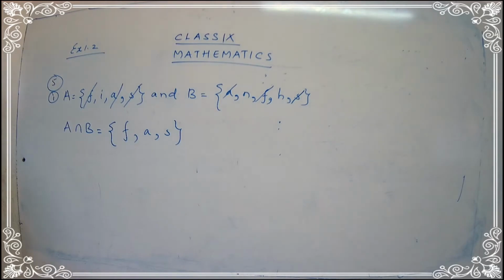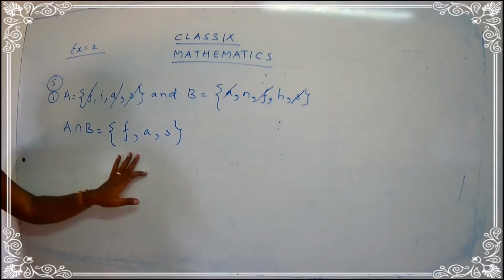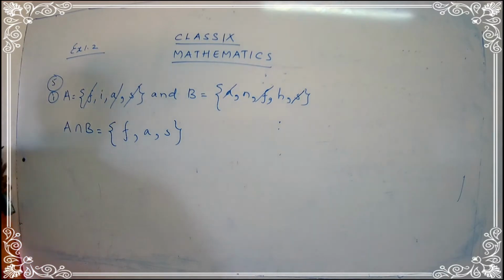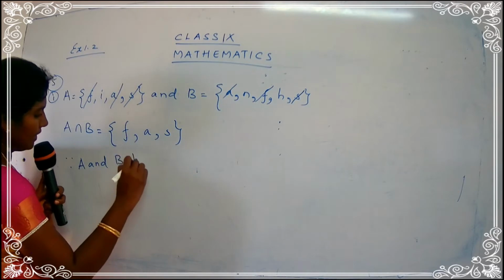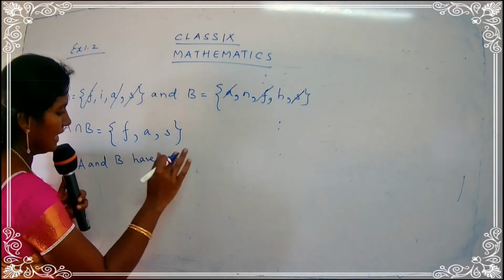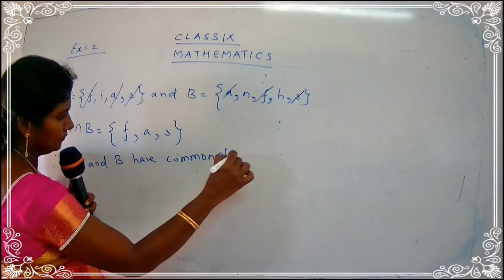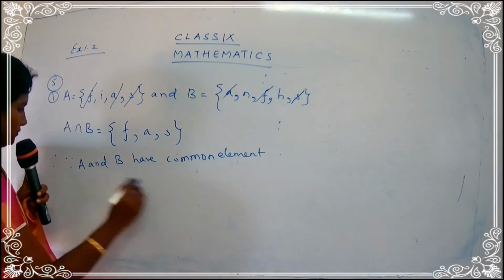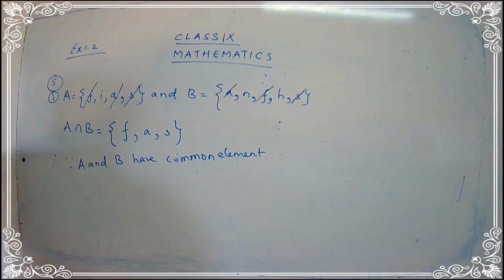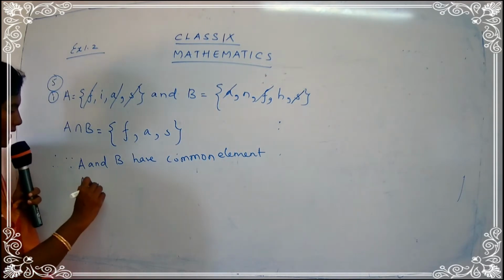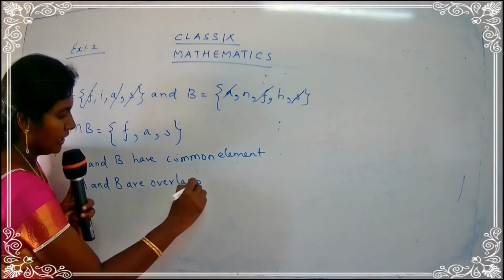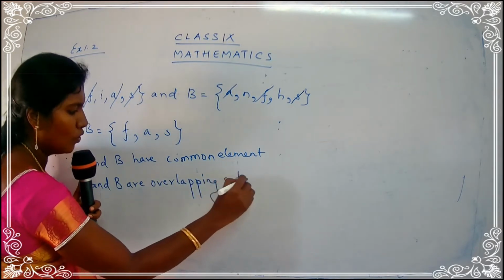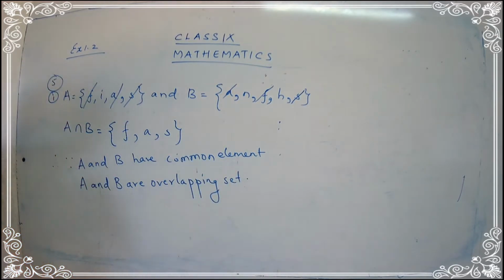Is the set empty? No. You have some elements which are common. So you have to say, since A and B have common elements, A and B are overlapping sets. If you have a common element, you have to say it is an overlapping set. A and B are overlapping sets.